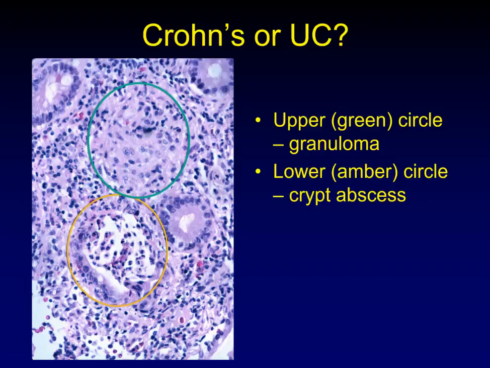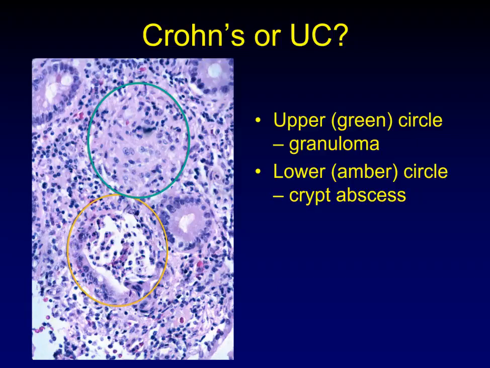However, there are cases where it can be difficult to determine whether a patient has Crohn's or ulcerative colitis. Here you see a photomicrograph. There's a crypt abscess down here in the yellow circle and a granuloma in the green circle. Is this Crohn's or ulcerative colitis? Sometimes it can be hard to tell.